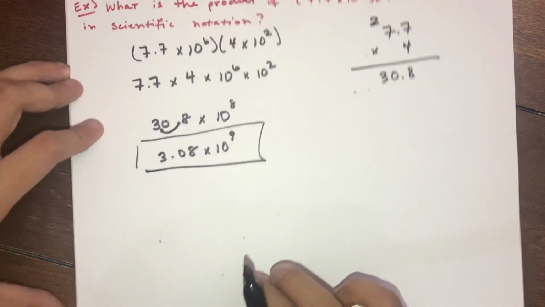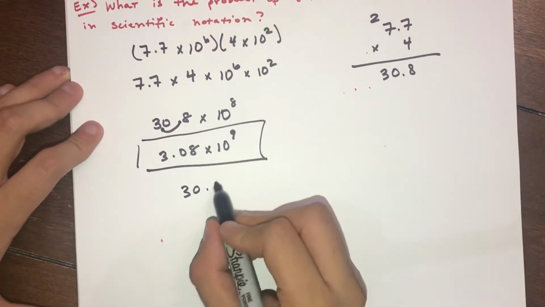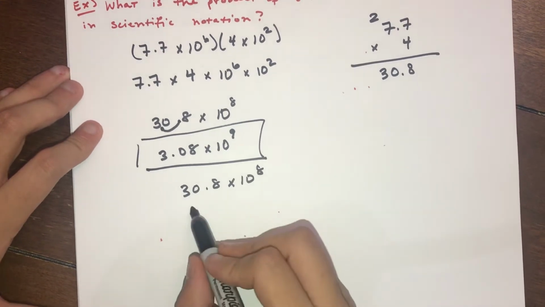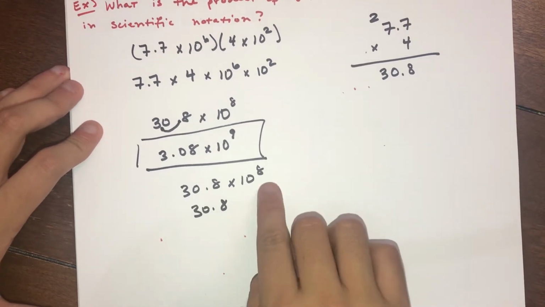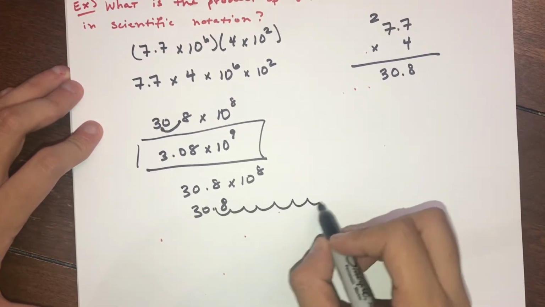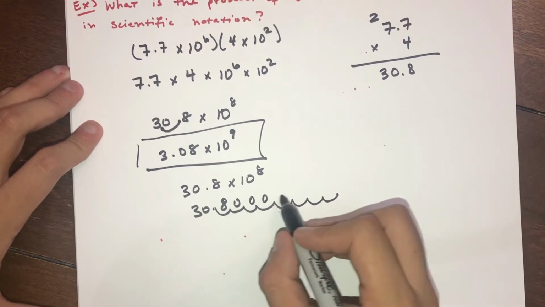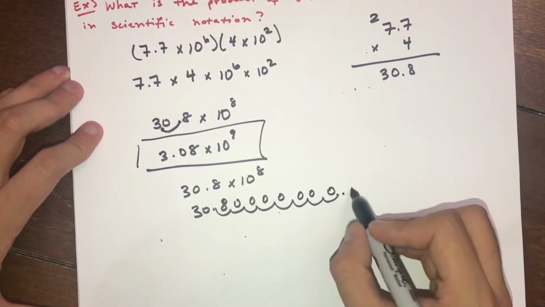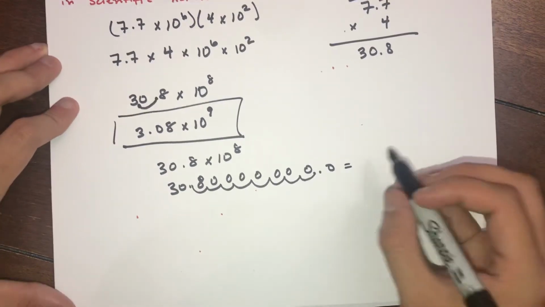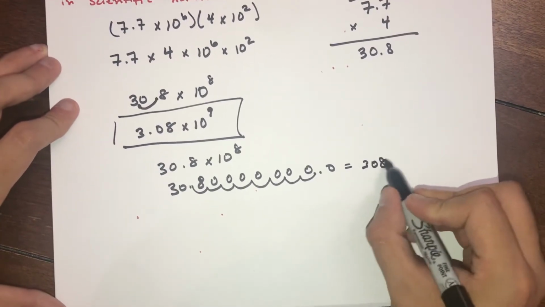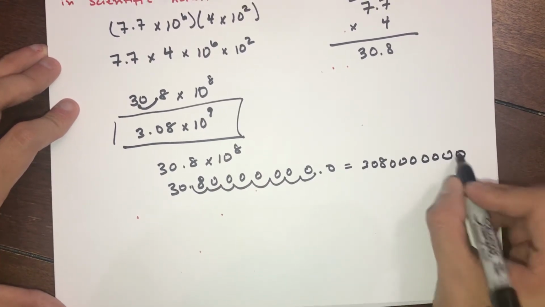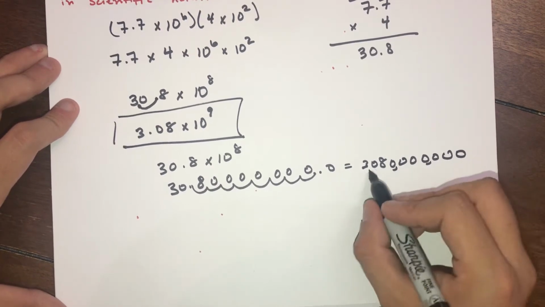Just to explain a little more, 30.8 times 10 to the 8. You take the 30.8 and you jump to the right 8 times. So 1, 2, 3, 4, 5, 6, 7, 8, filling in zeros. So this comes out to equal 308 with 7 zeros. 1, 2, 3, 4, 5, 6, 7. So here we get this number.